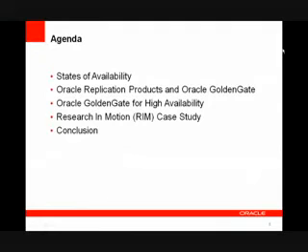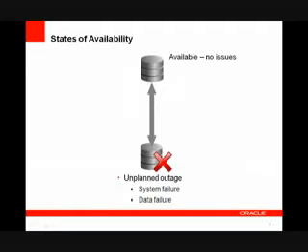Okay, so first we will talk about what we understand under high availability, what kind of different states of availability we can have, and how Goldengate can help with them. Then we will have a look into Goldengate's products for this, and then see how that can be used to ensure high availability. And finally, we will have a case study of one of our largest customers, which is Research in Motion in the USA.